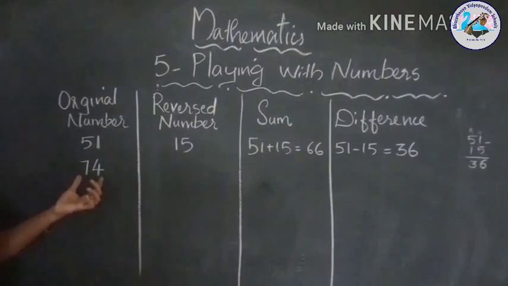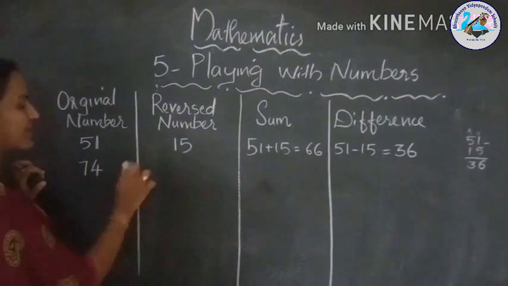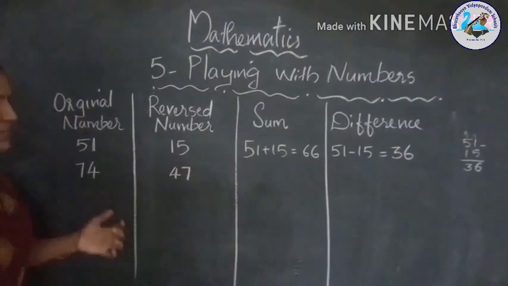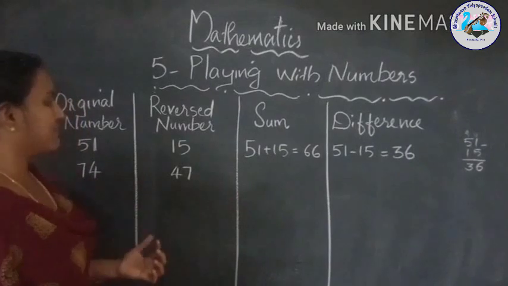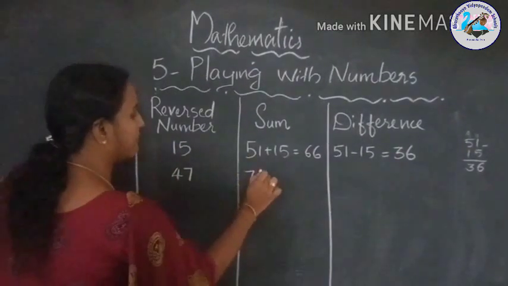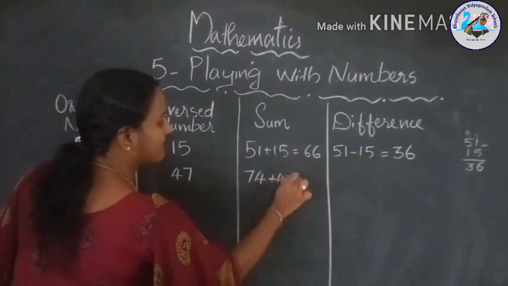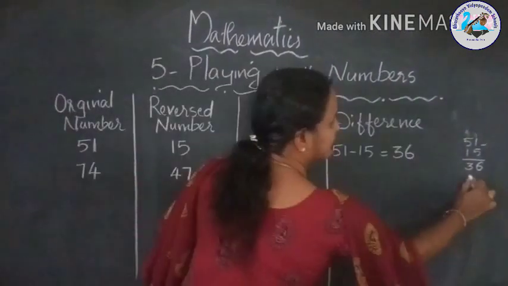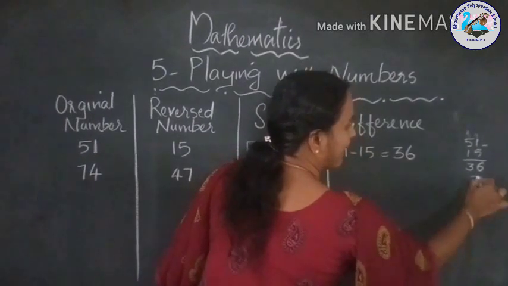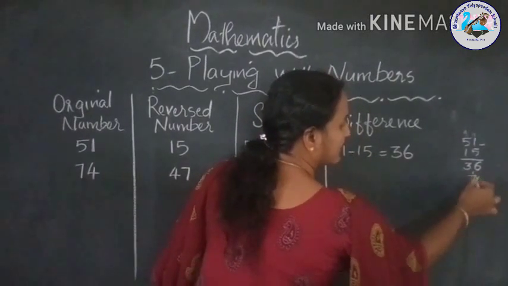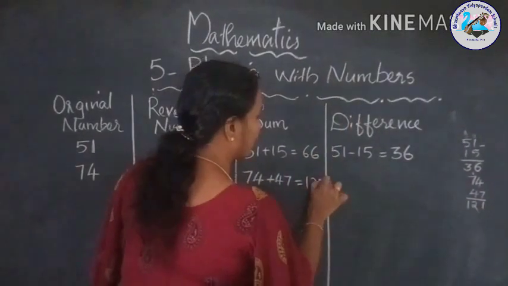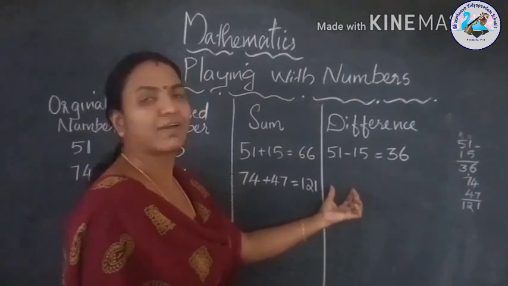Another two-digit number, 74. And the reverse, after interchanging the digits, 74 means 47. The sum: we add the original number to the reverse number. 74 plus 47. 4 plus 7, 11. Balance 1. 7 plus 1, 8. 8 plus 4, 12. So 121.